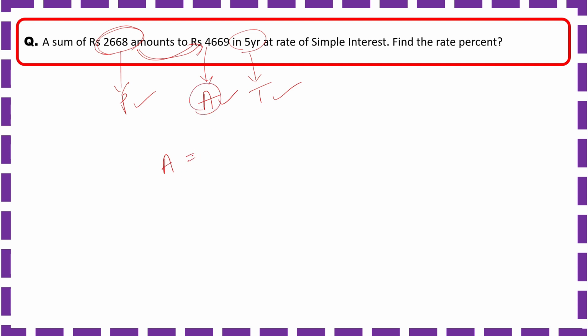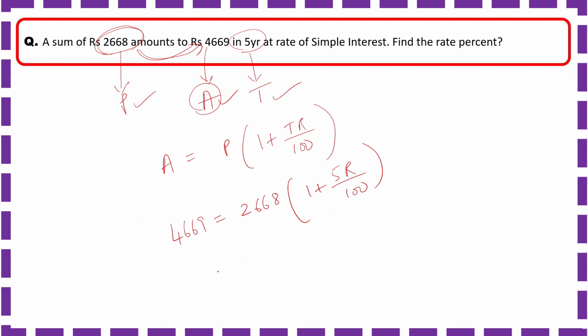A is equal to P into (1 plus TR by 100), right? A we know. What is A? 4669. What is P? P is 2668 into (1 plus TR). T we know, 5. R we do not know. Just keep it as it is. So solve this, and we will get R as 15.